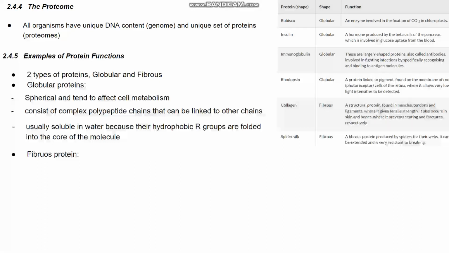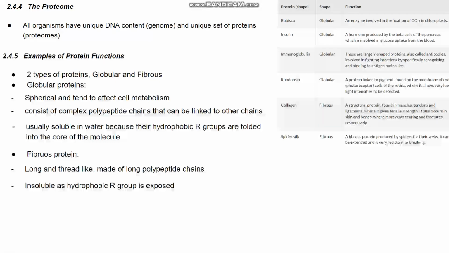Globular proteins are spherical and tend to affect cell metabolism. They consist of complex polypeptide chains that can be linked to other chains, usually soluble in water because their hydrophobic R groups are folded into the core of the molecule. A fibrous protein is long and thread-like, made up of long polypeptide chains. Insoluble as hydrophobic R groups are exposed, and is found in structural parts of an organism.